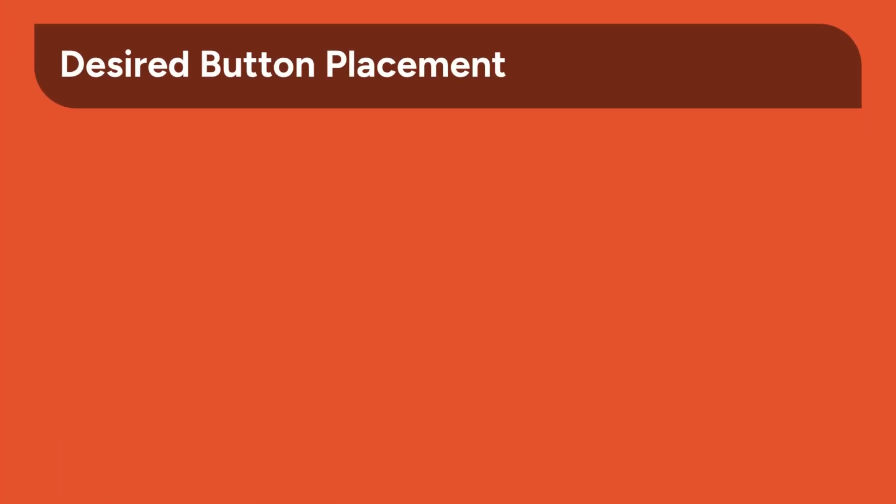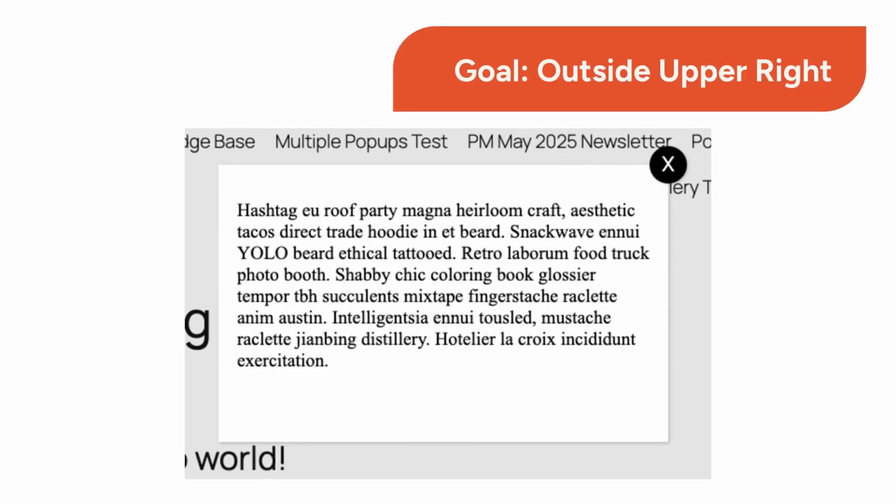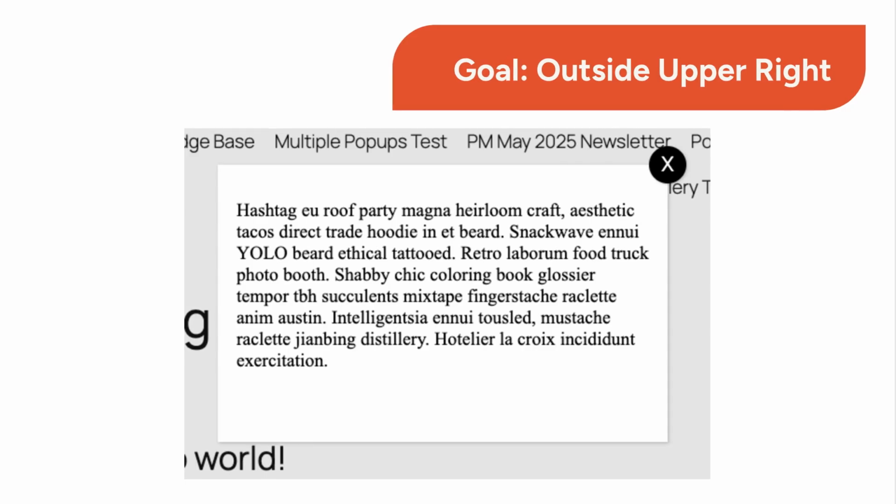Welcome. Today we're tackling a common design tweak in Popup Maker, moving the close button outside a pop-up. We often want the close button to be just outside or slightly overlapping the pop-up, instead of completely inside the upper right corner. Our goal is to move that close button so it's placed nicely outside or slightly overlapping the upper right corner of the pop-up.